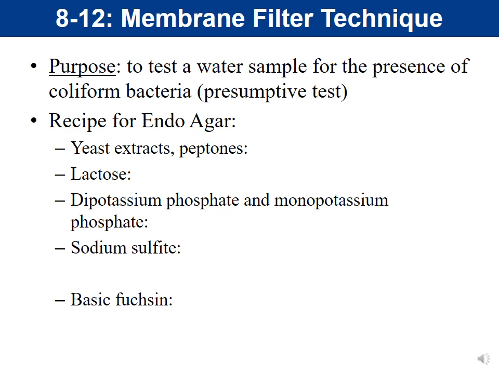So let's talk about what's in the endo agar. So the first ingredient that's in there is the yeast extract and the peptones. And so what would the yeast extract and the peptones be used for? And that is, it's food for general growth. Now, next we have lactose. What is lactose in there for? And it's there for fermentation.